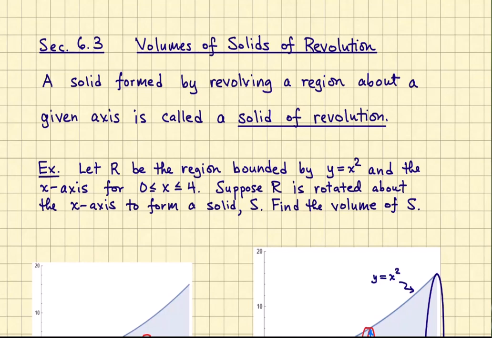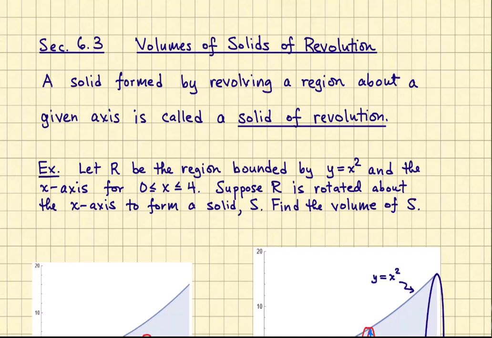Section 6.3, Volumes of Solids of Revolution. A solid formed by revolving a region about a given axis is called a solid of revolution. Let's look at some examples to see how we can use the techniques of the last section to find the volumes of these special solids.